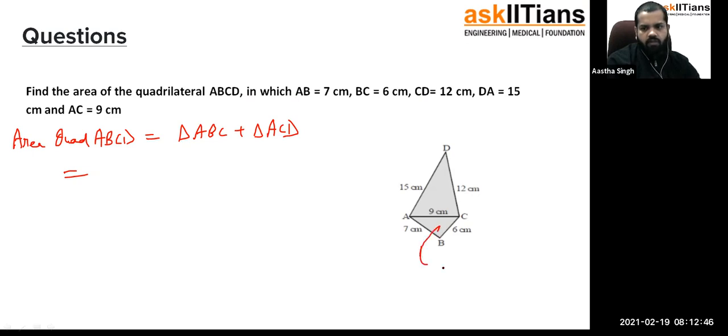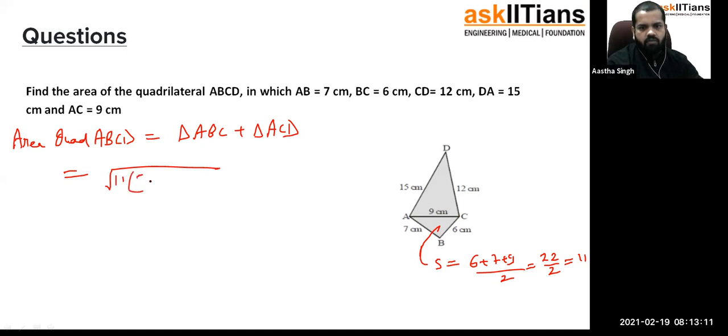So S will be 6 plus 7 plus 9 by 2. 6 plus 7 is 13, 13 plus 9 is 22, so 22 by 2, which is equal to 11. So to form the triangle area ABC, we have 11, then 11 minus 9, 2, 11 minus 6, 5, and 11 minus 7, 4.